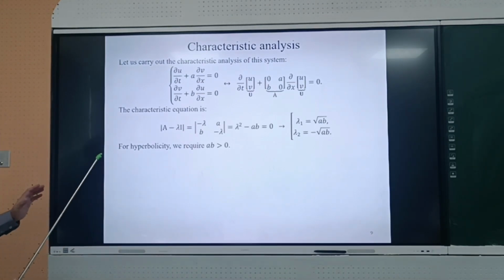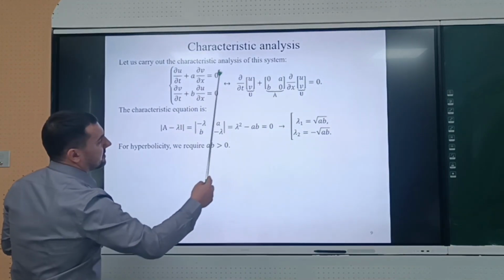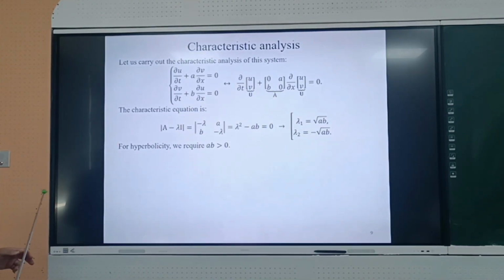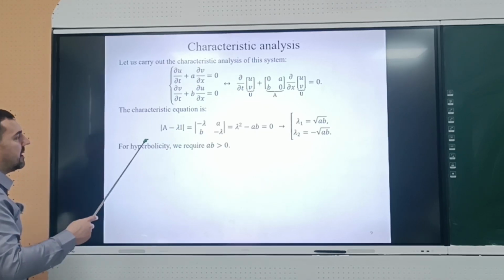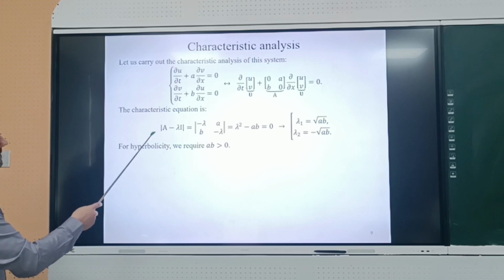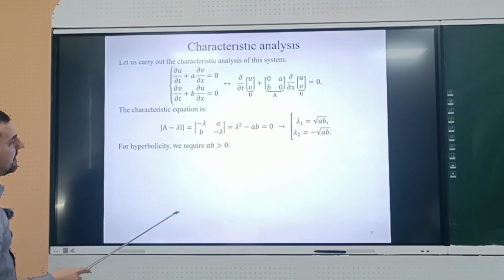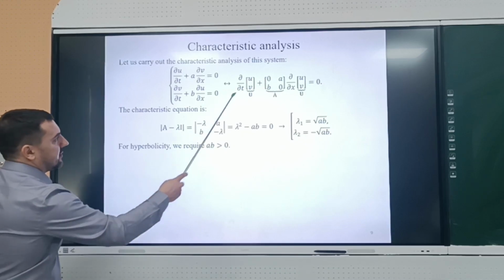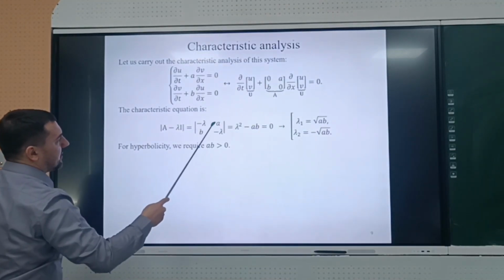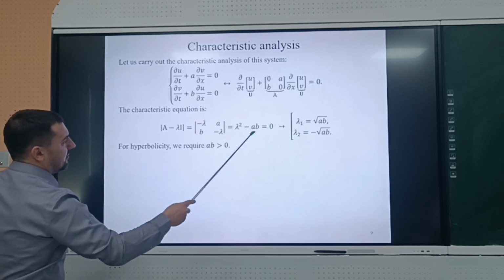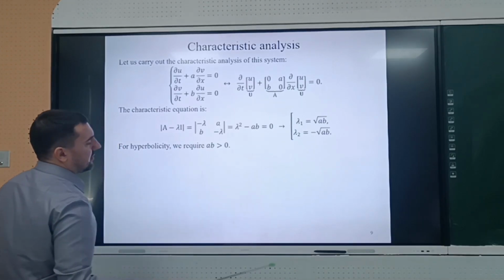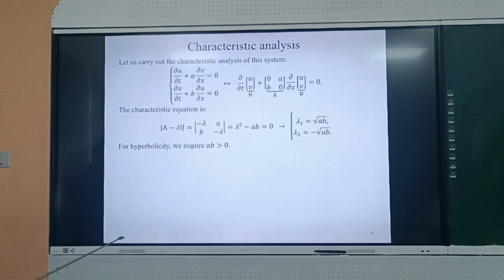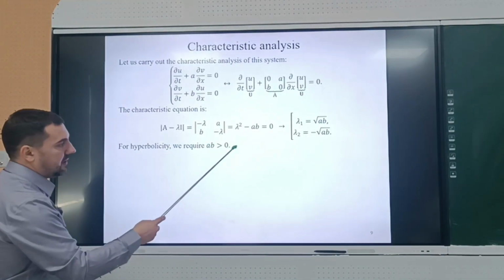Then the second step, so if we first of all obtain the matrix or vector form of the equation, we should analyze if the system is hyperbolic. For that, we should compute the eigenvalues of our matrix. It can be done computing this determinant, A minus lambda E, where E is identity matrix, and so we just subtract lambda, lambda squared minus ab equals 0, and two solutions are possible, lambda 1 square root of ab and lambda 2 minus square root of ab. And it means that for hyperbolicity we require ab greater than 0.